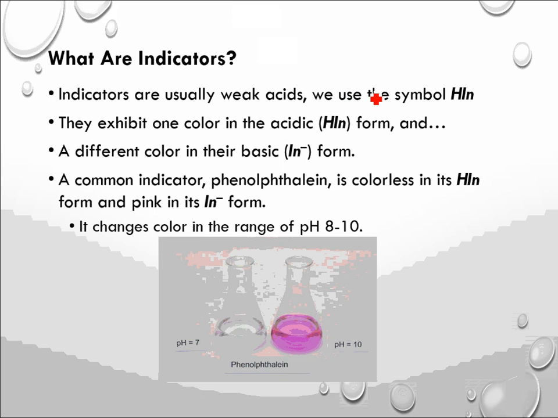So chemically, what is an indicator? They're weak acids, generally speaking, and we use the symbol HIn to indicate the intact acid, which would be the predominant form. They'll have one color in this form and a different color in their basic form, or their conjugate base form. Phenolphthalein, for example, is colorless in the intact acid configuration, but it is pink in its ion or conjugate base form. And here we see that difference: at pH 7, it's clear; at pH 10, it's pink.